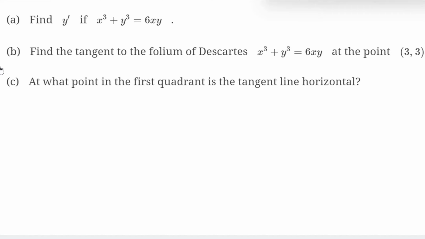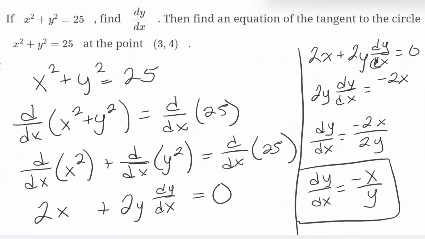And yeah, we're going to do B and C for this one too, but we're going to do A first. So we've got x to the third plus y to the third equals 6xy. You're going to notice there's two different things. When we're looking at this method, the dx and stuff, that's Leibniz notation. If you use the y prime, that's Newton notation. So it just depends on which one you like better.